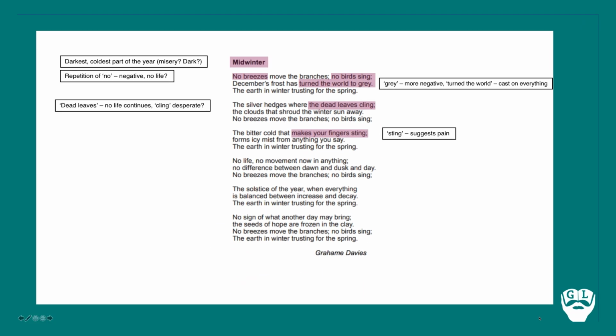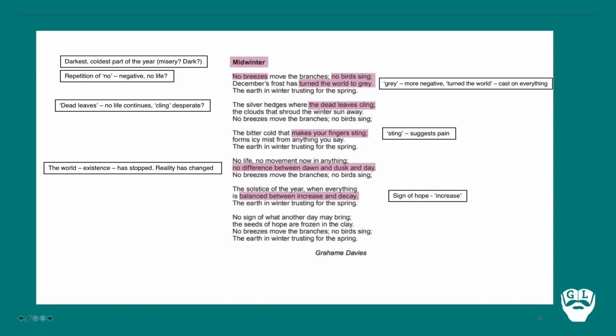Now, other things that stood out to me in this poem, the particular points I was looking at: no difference between dawn and dusk and day, the semblance that the world, existence, has stopped and reality is no longer what it was. Moving forward into the poem, this idea, however, of a more positive aspect, that everything is balanced between increase and decay, maybe a sign of hope, this idea of increase and balance, that maybe not everything is lost.